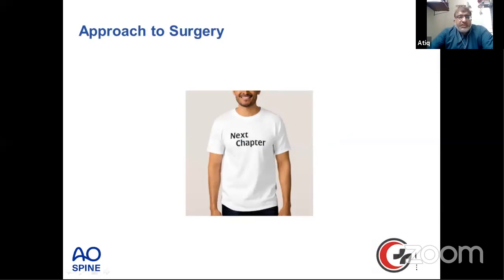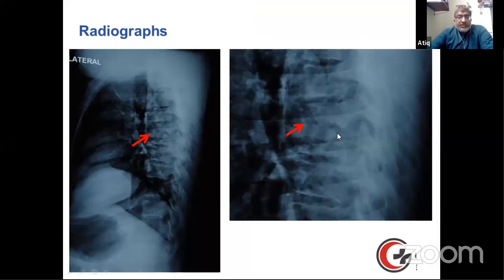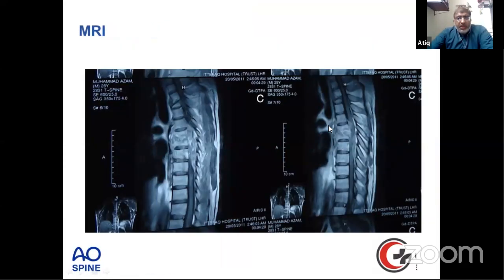The next question is, what should be the approach to the surgery if we have decided on surgery? So this is another case which shows tuberculosis of the spine at D6 and D12. There's end plate destruction, which is difficult to pick up on the x-rays because of the mid-thoracic region. So if you go for the MRI, you will see that there is end plate destruction, although part of the disc is still lying there.